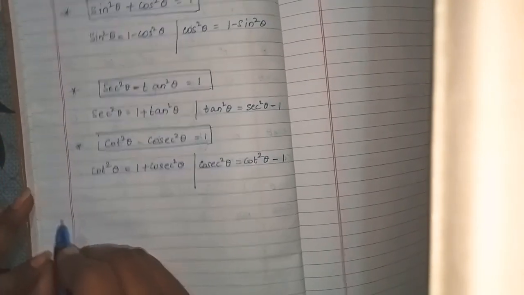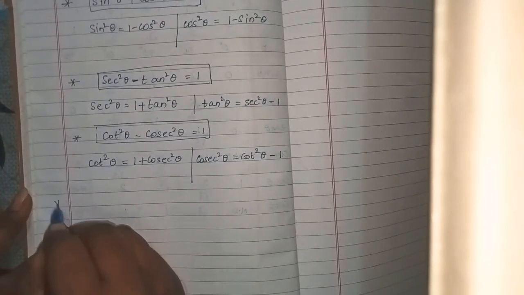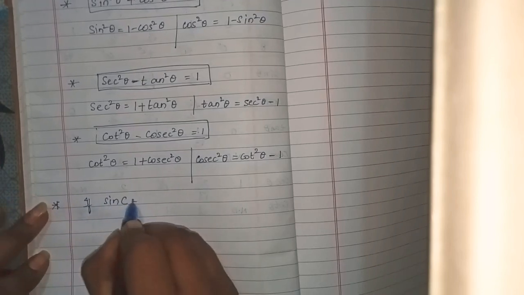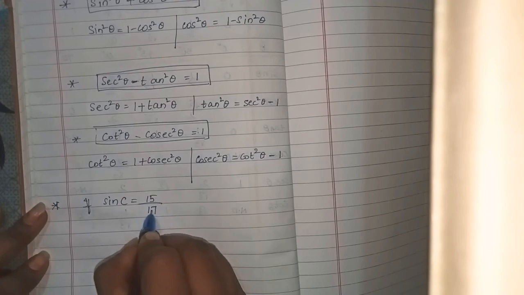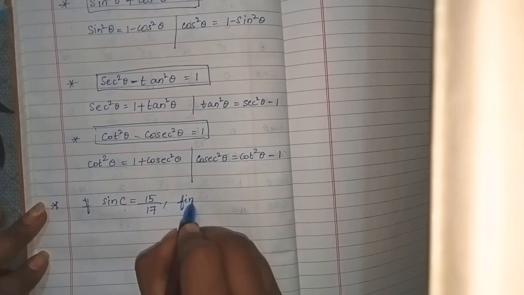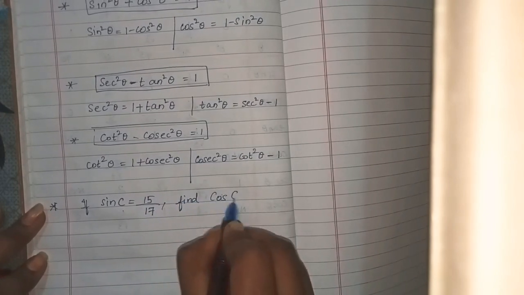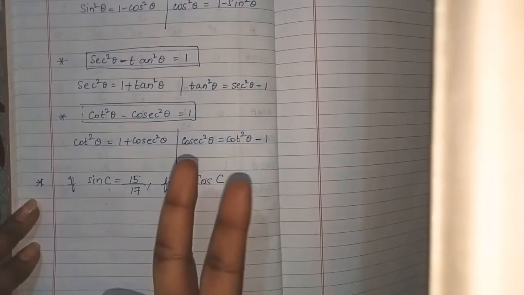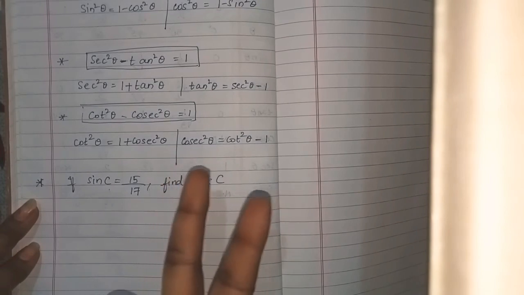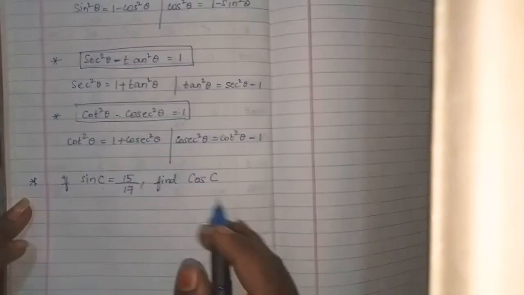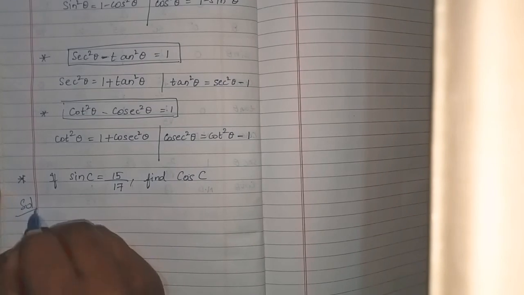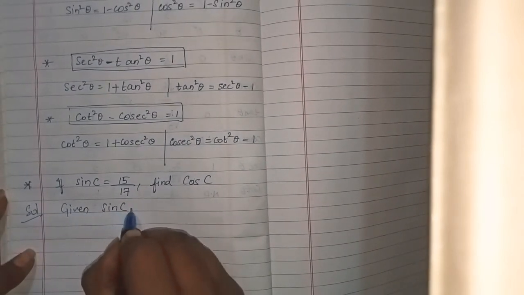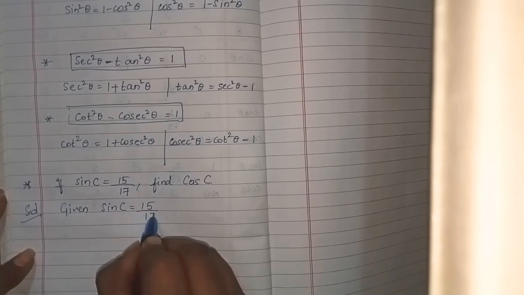Okay, let us discuss one sum. Suppose sine C is equals to 15 by 17, then we need to find cos C. Let me tell you two methods today. You can use whichever you want. Okay, solution. Given sine C is equals to 15 by 17.